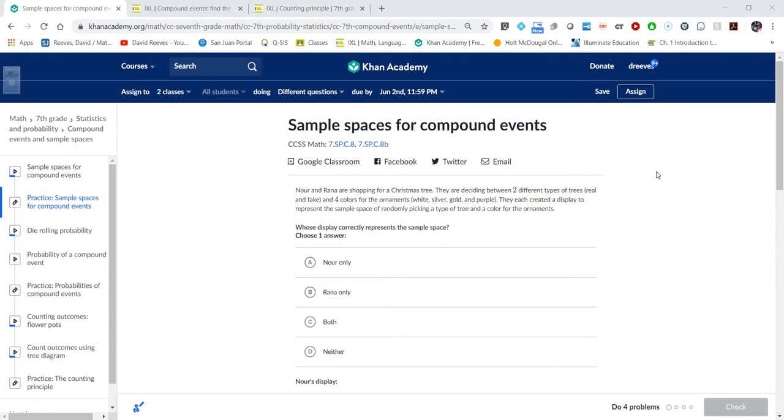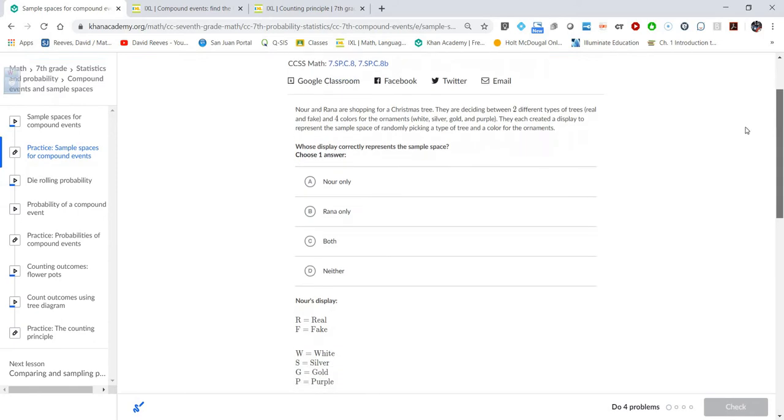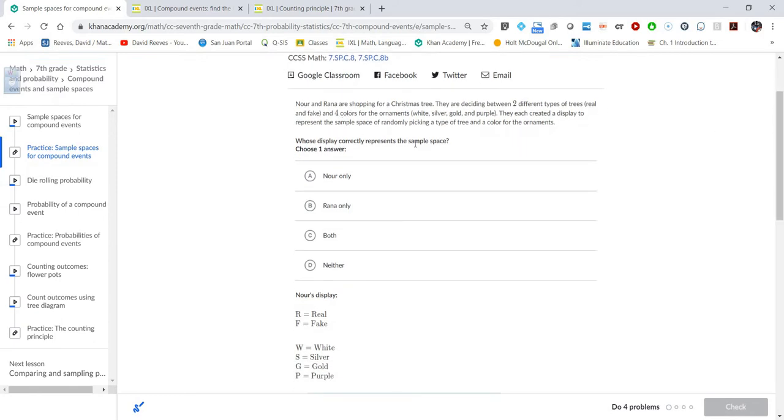So this first problem here from Khan Academy says that Nora and Rana are shopping for a Christmas tree. They are deciding between two different types of trees, real and fake, and four colors for the ornaments: white, silver, gold, and purple. They each created a display to represent the sample space of randomly picking a type of tree and a color for the ornaments.